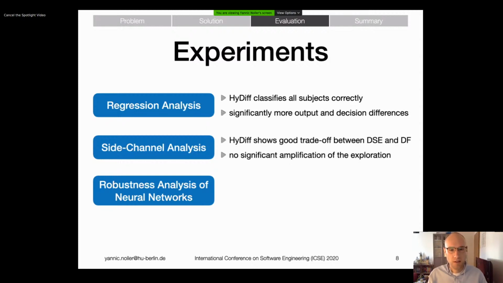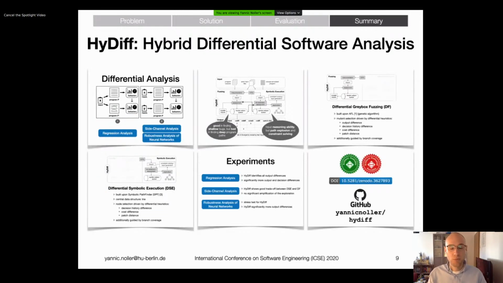For the sidechain analysis, HiDiff showed a very good trade-off between symbolic execution and fuzzing, but there was no significant amplification of the exploration. The reason here is that differential fuzzing is already a very powerful tool for this context, and the combination with symbolic execution did not bring so much benefit besides the simple combination of the outputs. And the last scenario, the robustness analysis of neural networks, was a real stress-testing application for HiDiff. The execution and the analysis were expensive, but still HiDiff was able to generate significantly more output differences than fuzzing and symbolic execution. Well, so this was a very brief introduction into HiDiff.